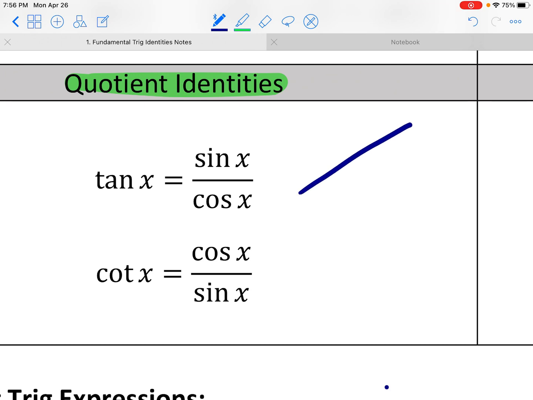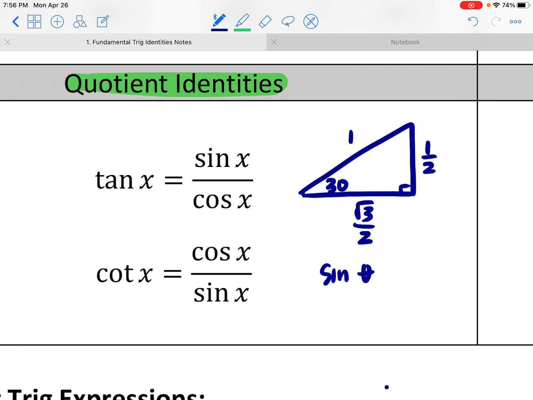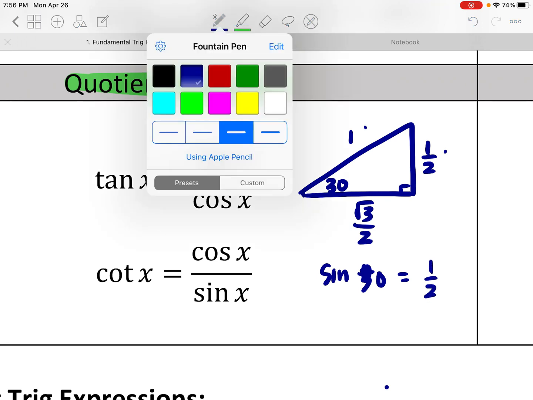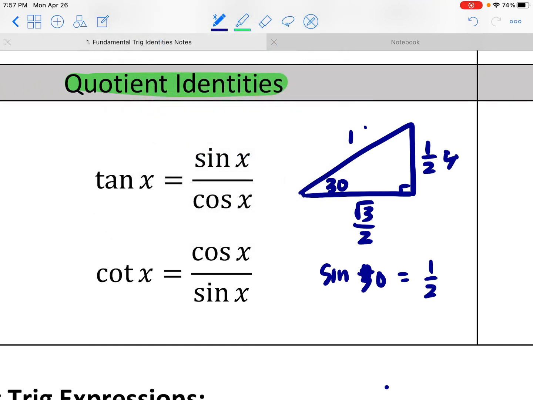Remember our right triangle that we started with to build the unit circle, a right triangle with a hypotenuse of 1 translating to our unit circle radius of 1. We said if this was a 30-degree angle, that this would be a half, and this would be radical 3 over 2. So when we go to find the sine of the 30-degree angle, we end up with opposite over hypotenuse, so 1/2 over 1, but that's just a half. So this side here ended up being just the sine, and this one here ended up being just the cosine.